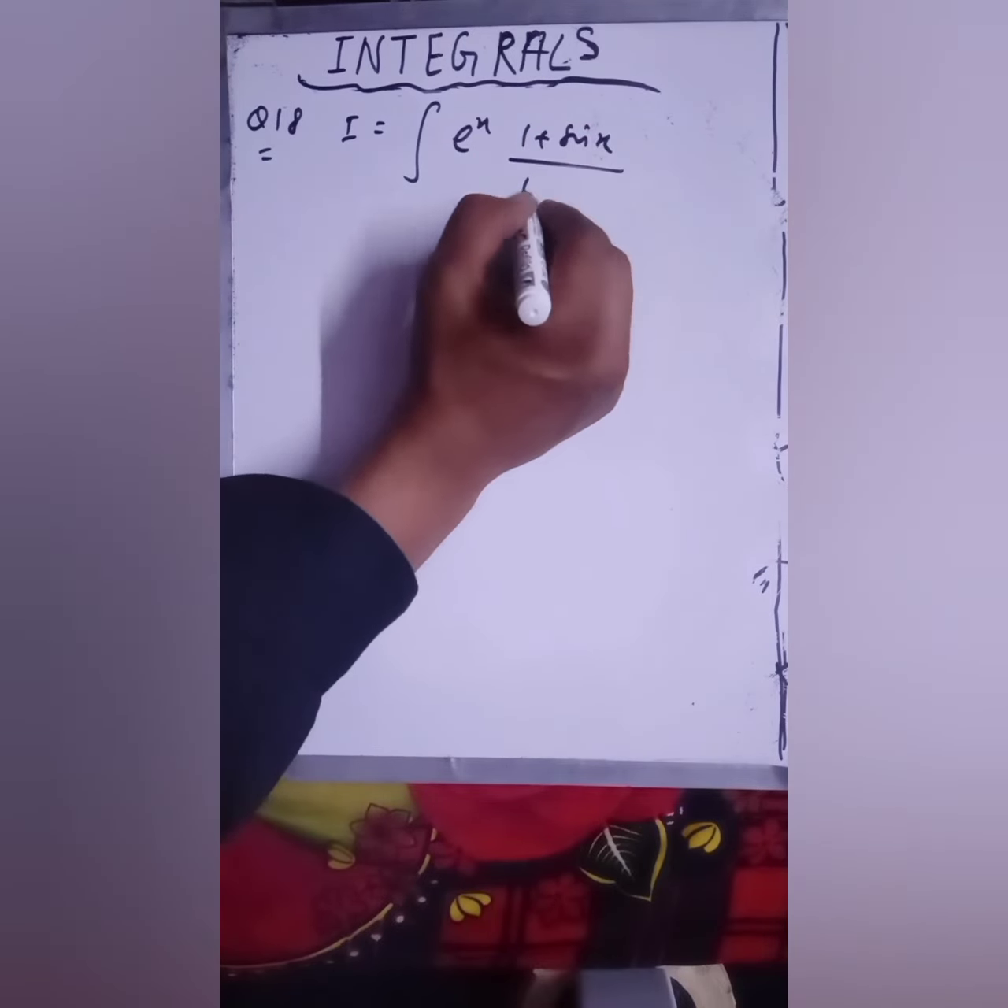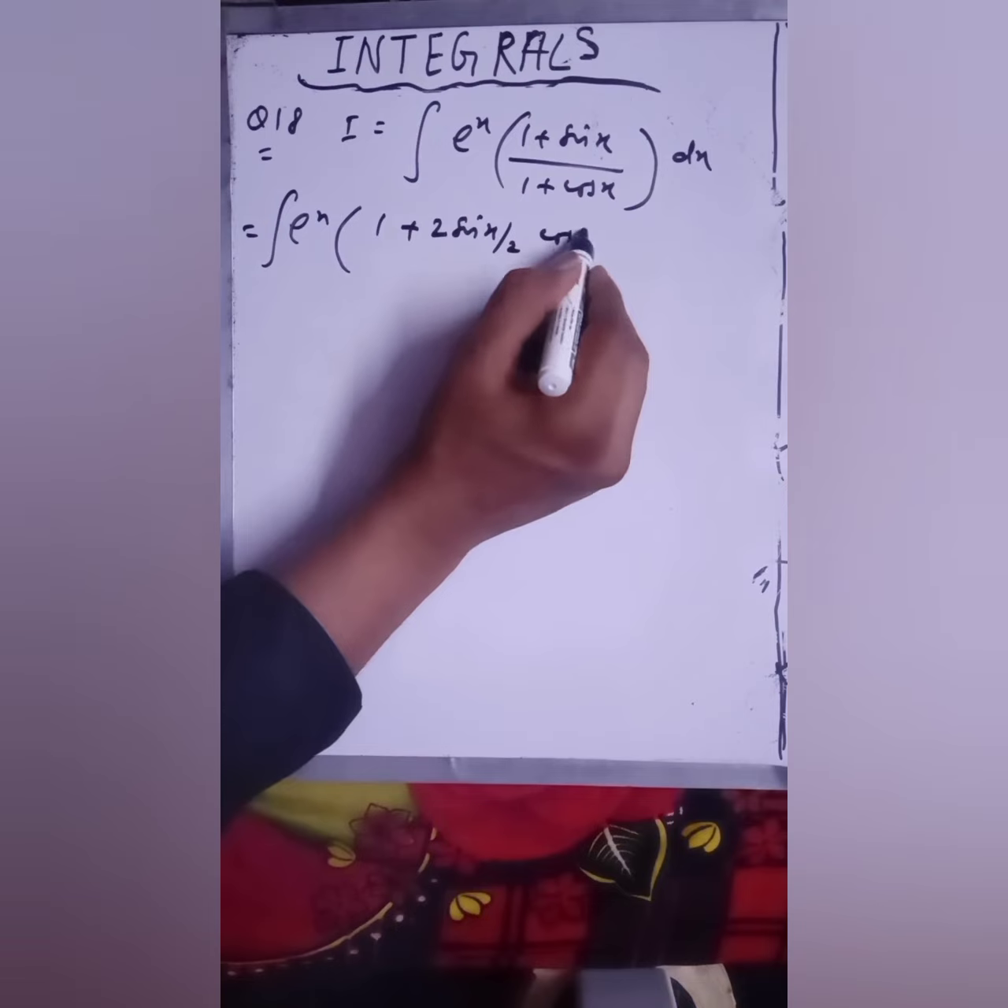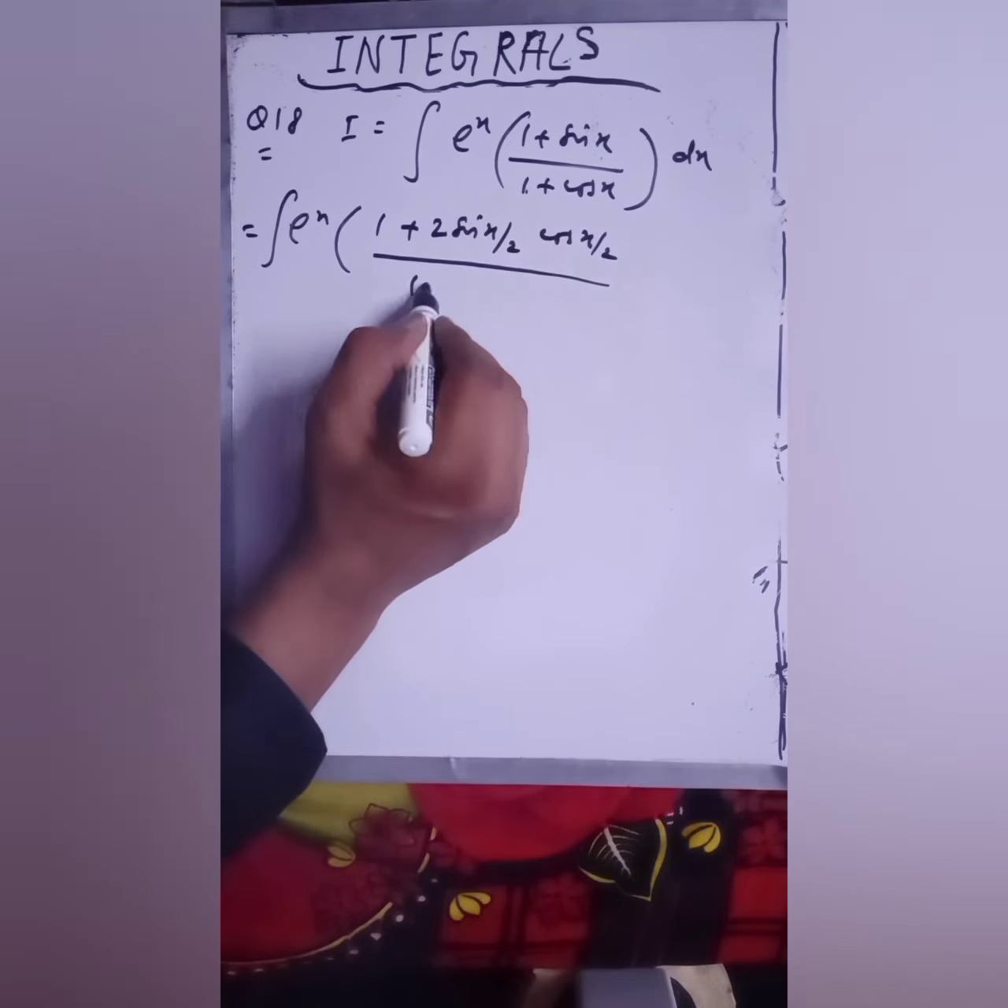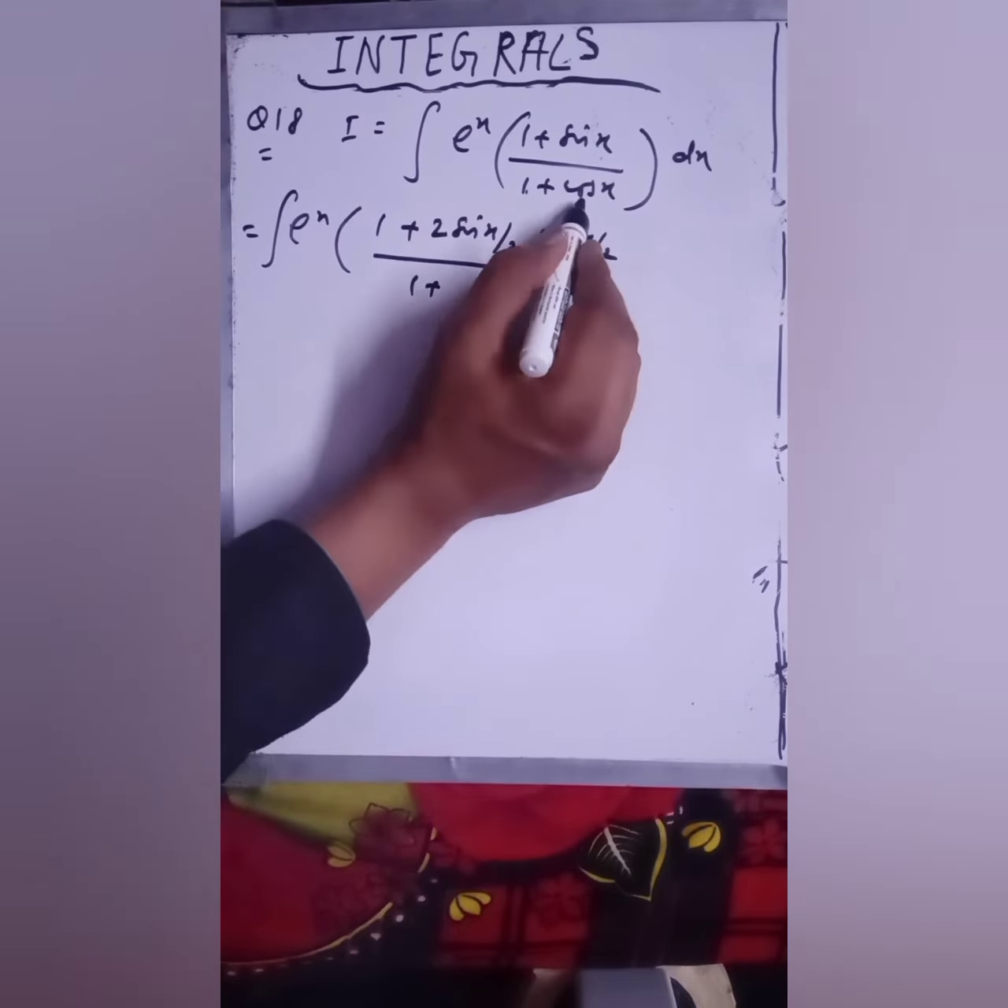Similarly here, again you have to simplify this part. It will become 1 plus, in place of sin x I'm writing this formula, 2 sin(x/2) cos(x/2), over 1 plus, and in place of cos x I'm writing 2 cos square (x/2) minus 1. So this is the formula.